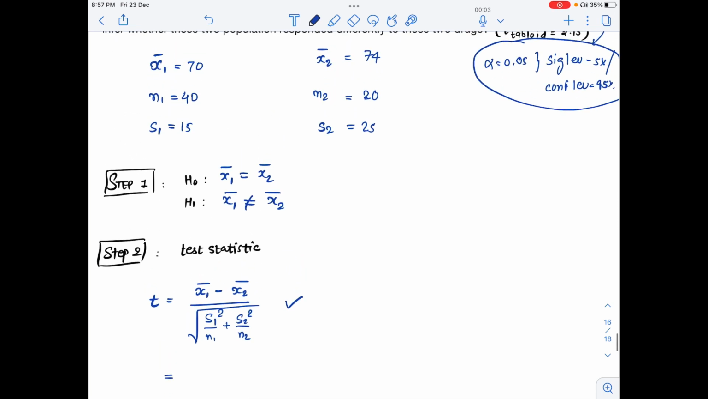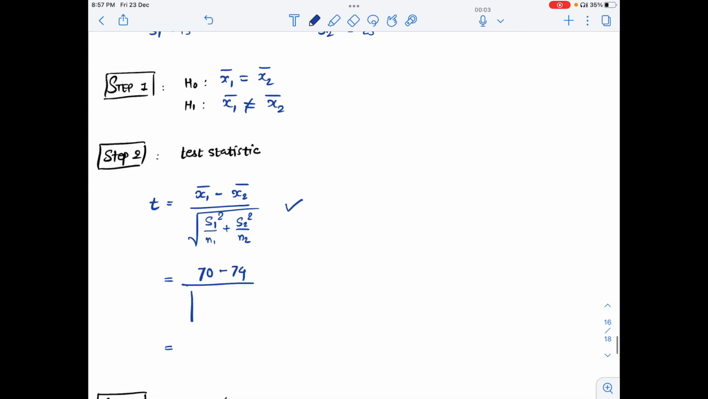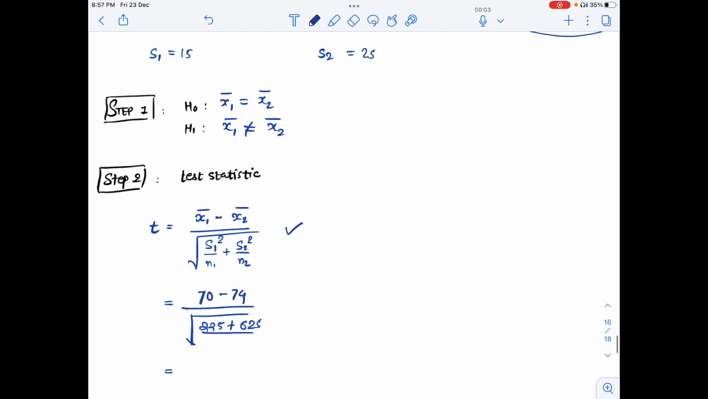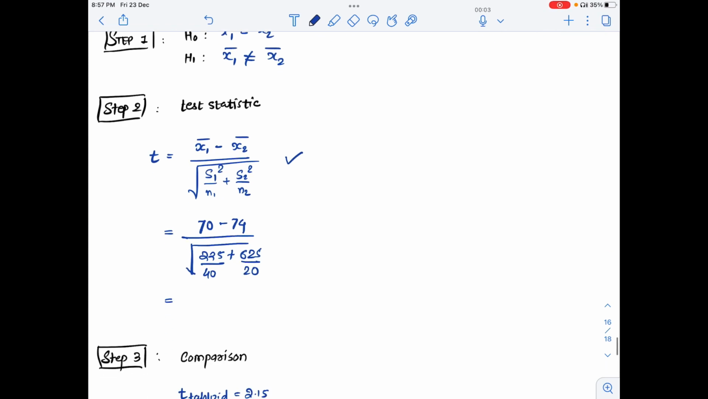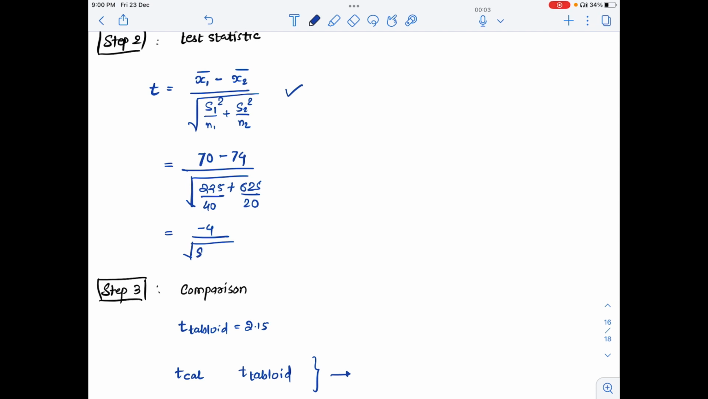So x1 minus x2 is 70 minus 74, over the root of s1 square, which is 225 in the sense of 50 squared over n1, and s2 square, which is 625, over n2. n1 is 40, n2 is 20. It will be negative 4 upon, we'll calculate this one. This value right here is 5.625 plus 31.25, which gives around negative 0.66.